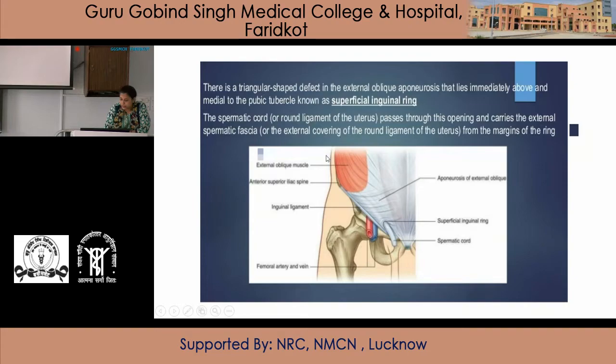There is the external oblique muscle, and here is the aponeurosis of the external oblique muscle. In the aponeurosis there is a triangular gap. This triangular gap is known as the superficial inguinal ring. The spermatic cord or round ligament of the uterus passes through this opening and carries the external spermatic fascia from the margins of the ring, or the external covering of the round ligament of the uterus. So the content of the superficial inguinal ring is the spermatic cord or round ligament of the uterus.